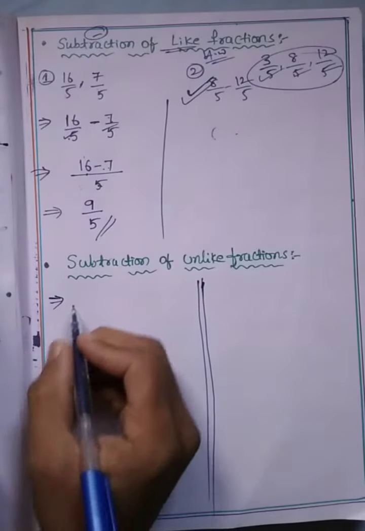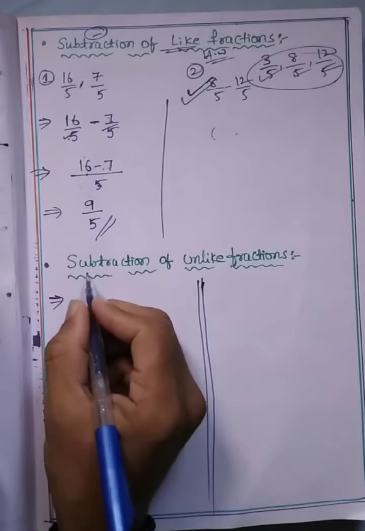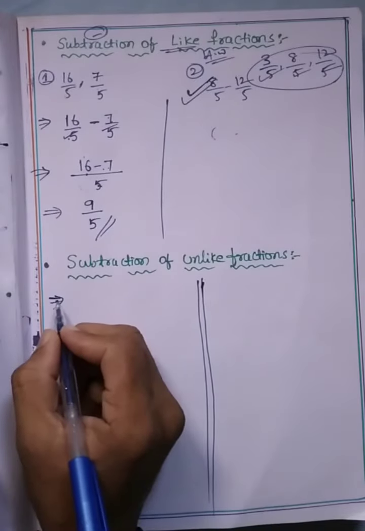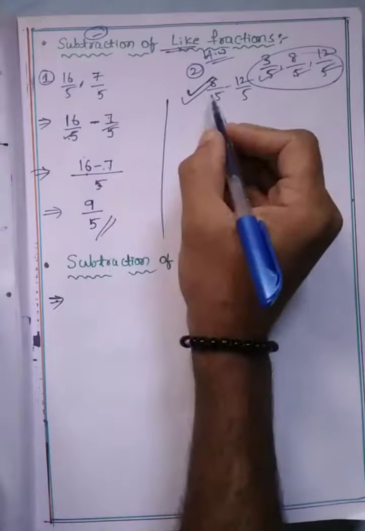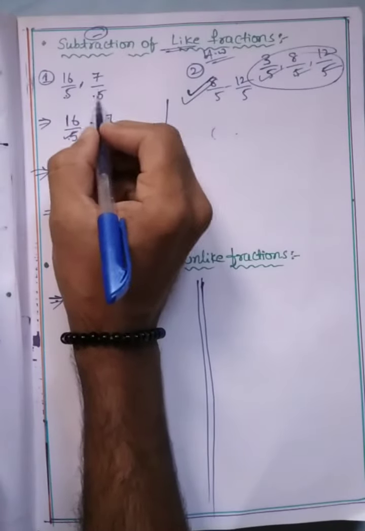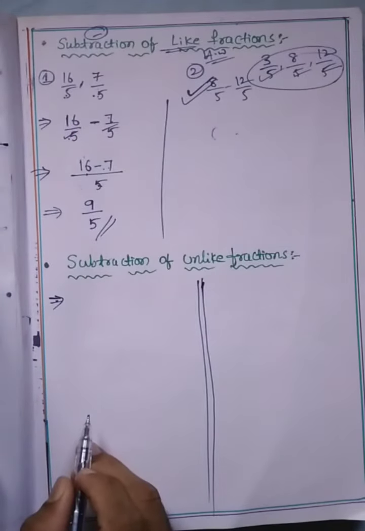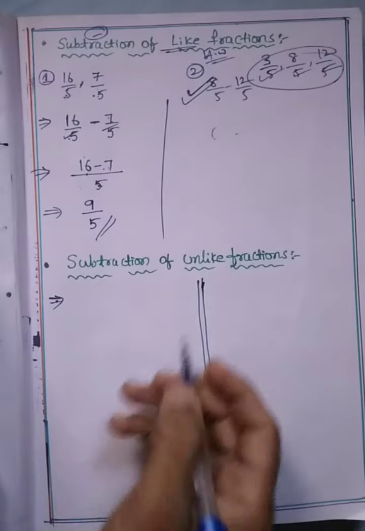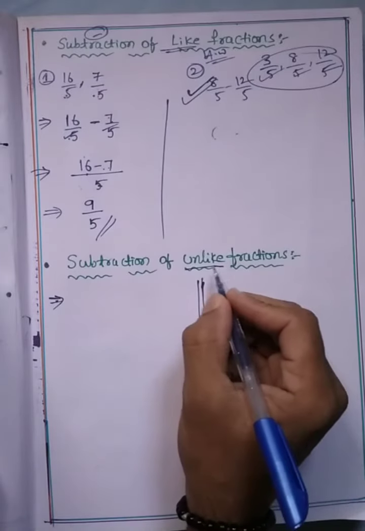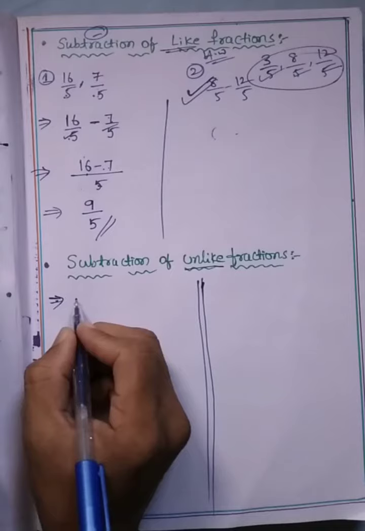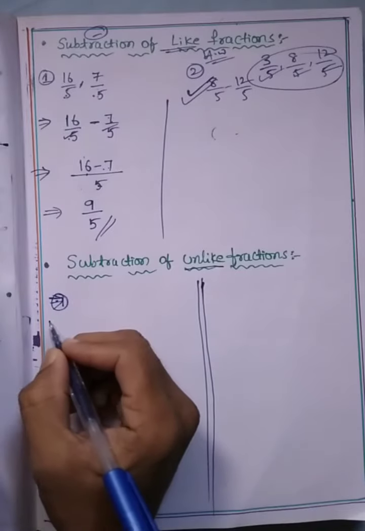So anyhow, now let me take one problem. Subtraction of unlike fractions. What do you mean by unlike fractions? If the denominators are the same, then such type of fractions are called like fractions. If the denominators are different, unlike means different, then such type of fractions are called unlike fractions.